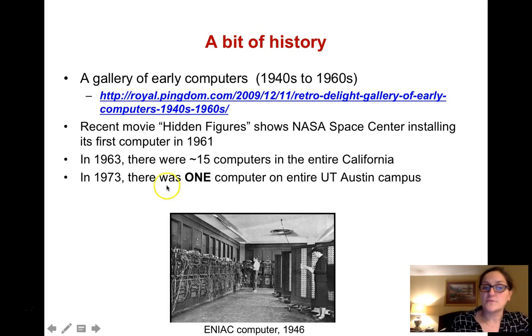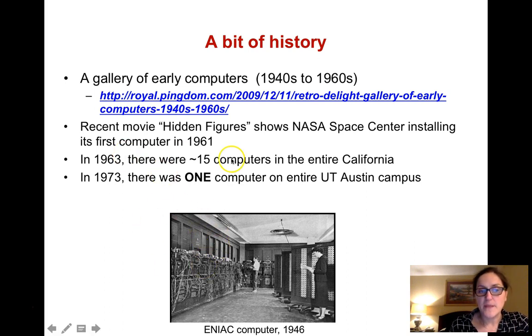Now, if you wanted to look at the early gallery of computers, one of them is shown here, the ENIAC computer from 1946. There's a link for you to follow. So it's, again, a little bit of history. Those are the times when computers filled entire rooms. Also, at the same time, they needed a mechanical crew to constantly change the parts that were burning out daily. So they also required much more maintenance than computers require today.